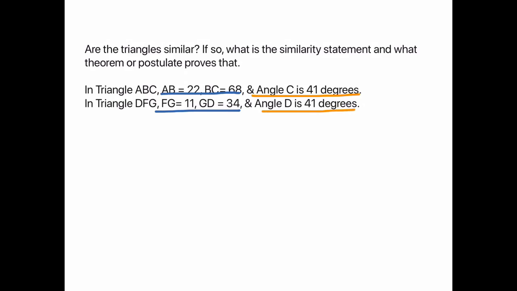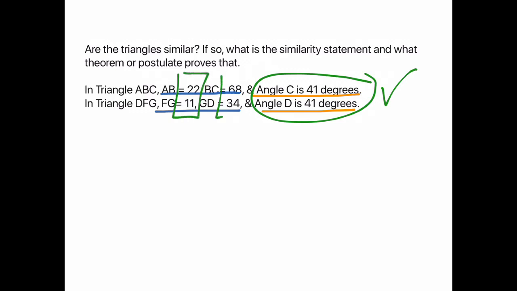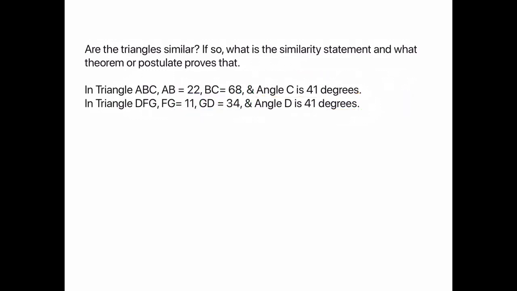Remember, in order for triangles to be similar, they have to have proportional sides and congruent angles. So here we see that our angles are definitely congruent. So that part is a check. And when we look at our sides, 22 and 11 have a proportion of 2 over 1. 68 and 34 have a proportion of 2 over 1. So the sides are proportional and the angle is congruent, so far we are all go. So based on the information they've given us, we can say that the triangles are similar by side angle side.